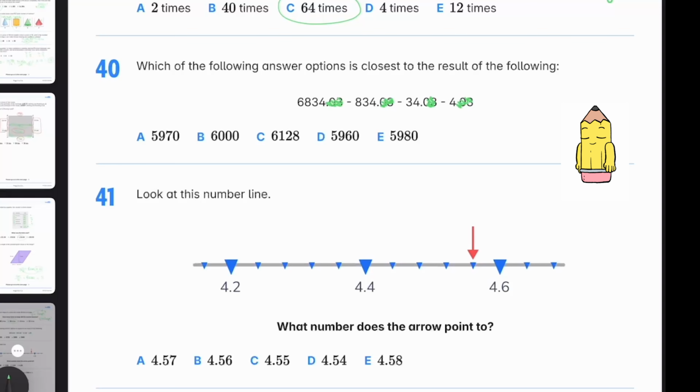instantly this would give us 6,000. We then have 34 take away 4. Well, it's a minus, so it's minus 38. And then 6,000 minus 38 is 5,962. But 5,962 is not one of our answers, so we round it to 5,960, and D is our answer there.